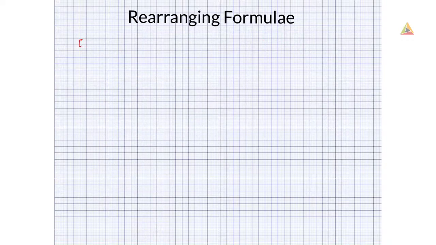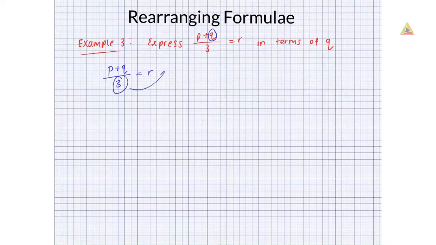So now we're going to go on to example 3. It's the same style of question again. So this time it's express p plus q over 3 is equal to r in terms of q. So this time we want to isolate q on its own. Now, the easiest thing to do here is to get rid of the fraction. So what we have is p plus q over 3 is equal to r. So let's get rid of the fraction by bringing the 3 over here.